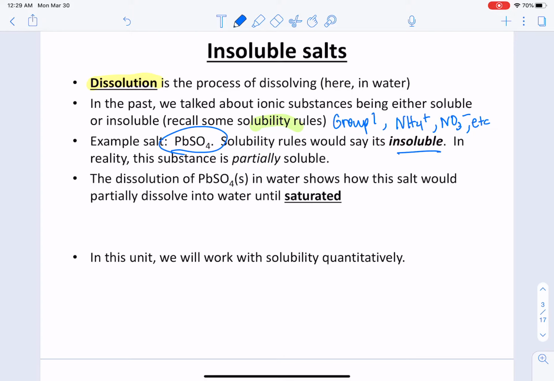That's a very black and white view of solubility. Either it is or is not soluble. In reality, it's probably more of a grayscale. It's almost insoluble, but there are some ions that will dissolve. So I would say it's partially soluble.